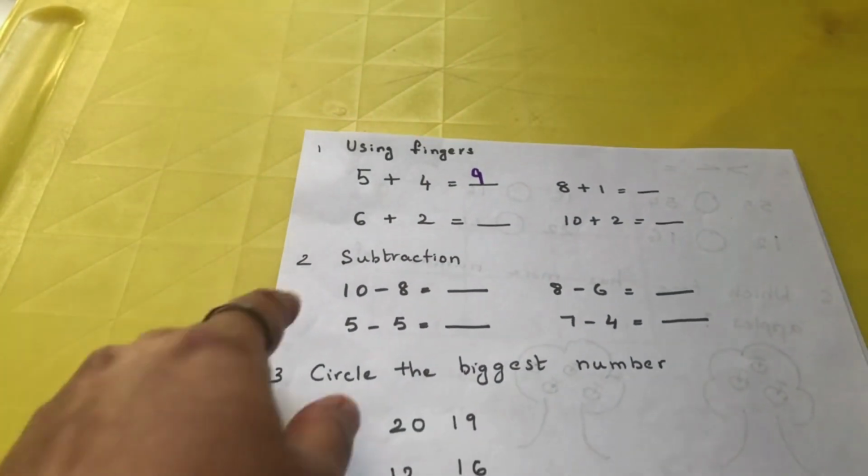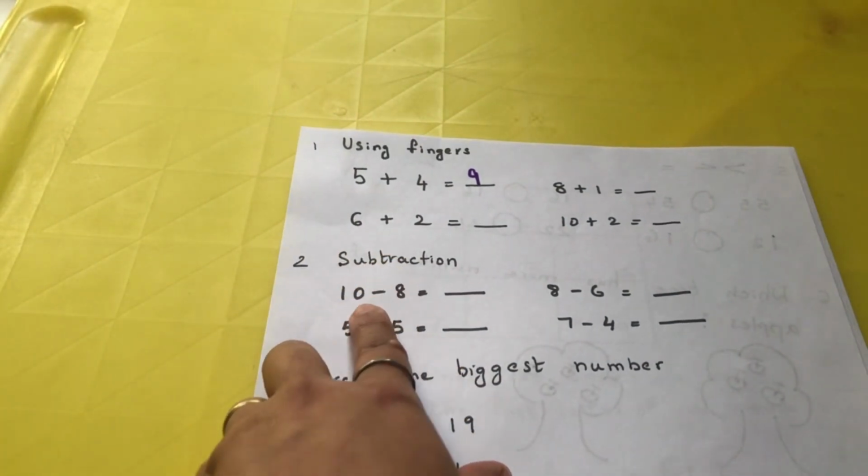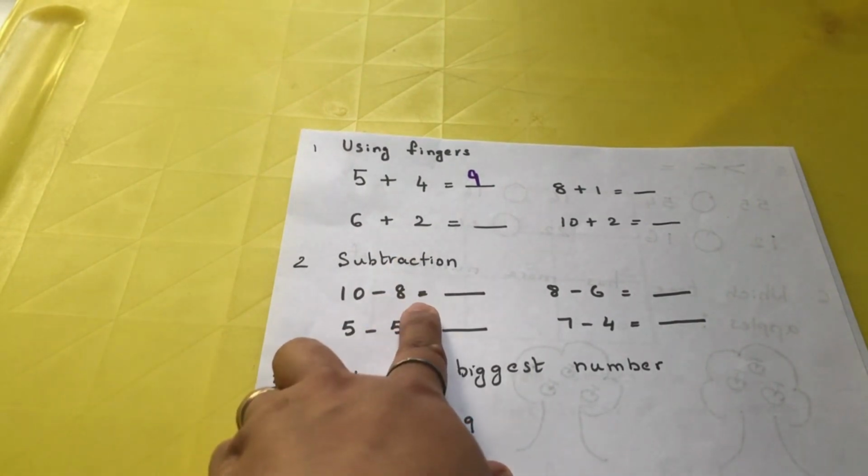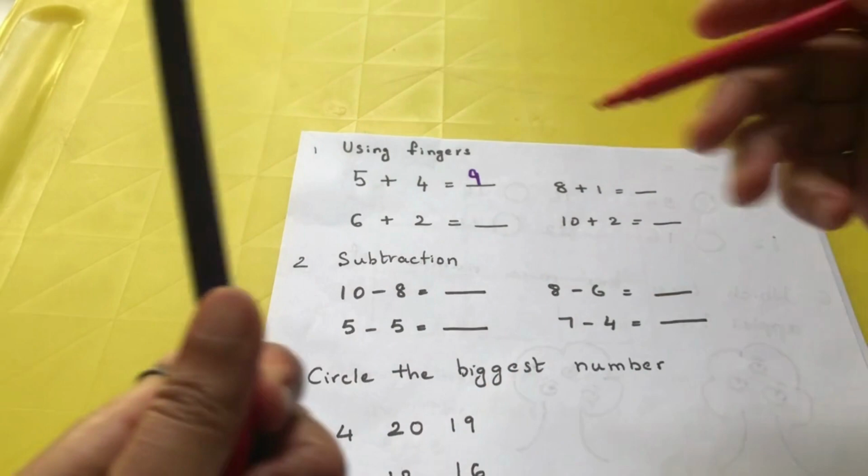The same goes for subtraction. First equation is 10 minus 8. He has to use his fingers and find the answer. So 10 minus 8 is 2.